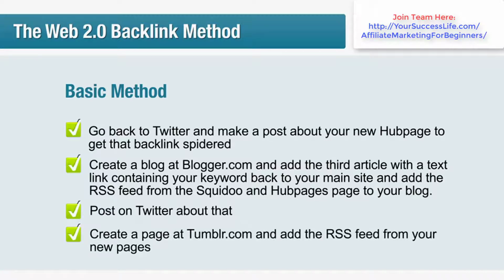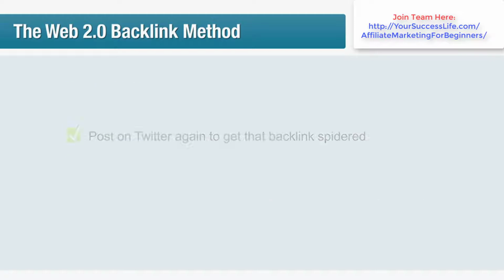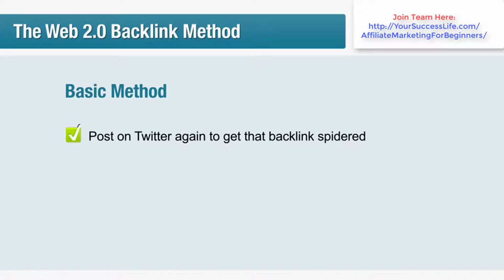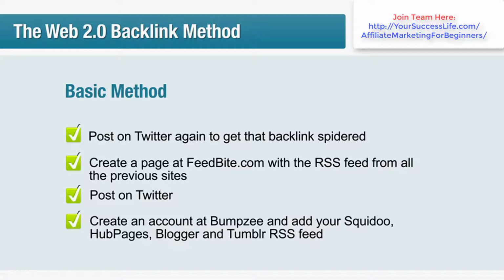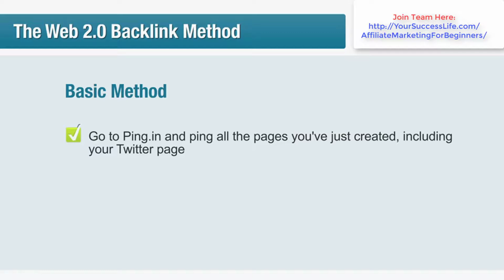Create a page at tumblr.com and add the RSS feed from your new pages. Tumblr allows you to add up to 5 pages. Post on Twitter again to get that backlink spidered. Create a page at feedbyte.com with the RSS feed from all the previous sites. Post on Twitter again. Create an account at Bumpzy and add your Squidoo, hub pages, blogger and Tumblr RSS feed. Go to ping.in and ping all the pages you've just created, including your Twitter page. And on you go. I could continue, but I'm sure you're getting the general idea.